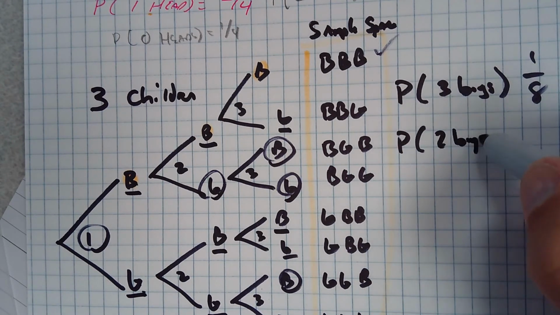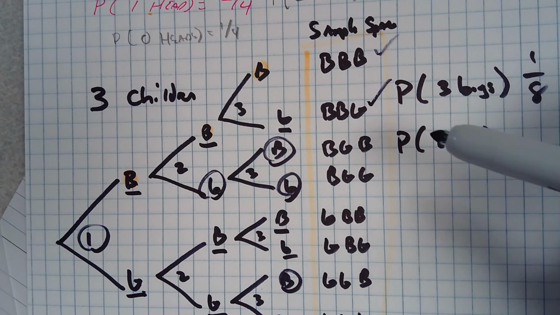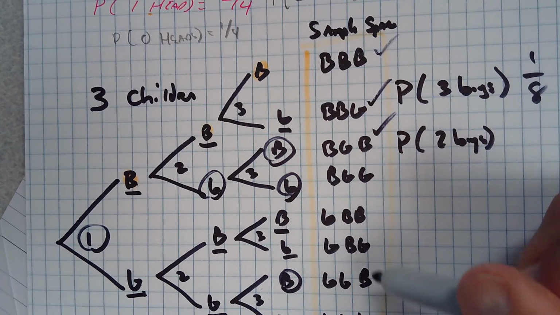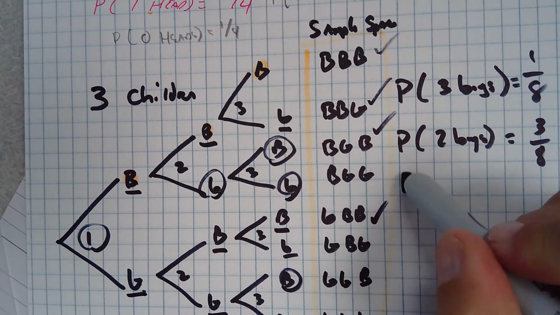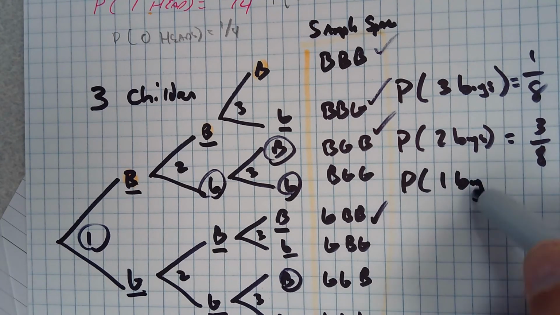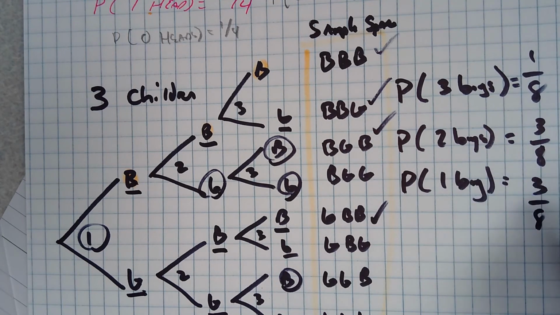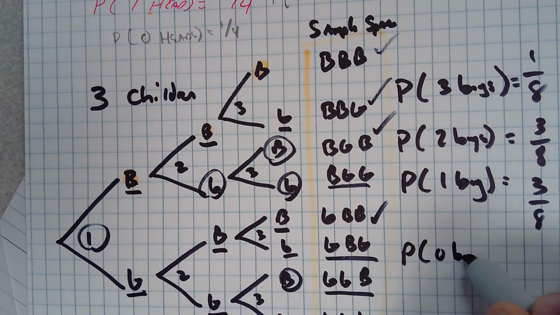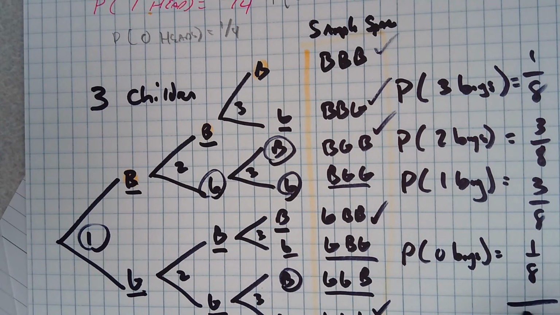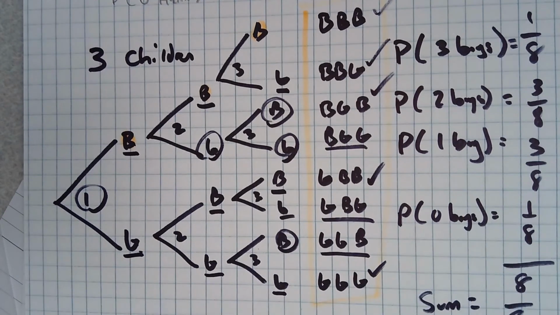Probability of having 2 boys, right there, and right there, 3 out of 8. So the probability of 1 boy is also going to be 3 out of 8. Right there, and right there. And the probability that you don't have any boys, like we said, is 1 out of 8. And again, that sum adds up to 8 out of 8.